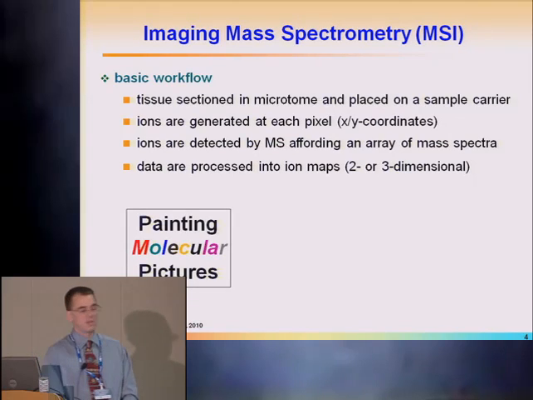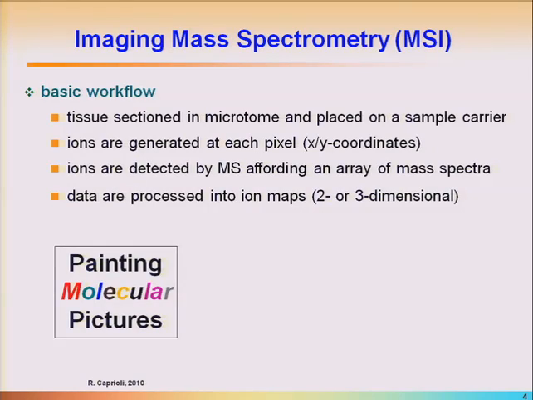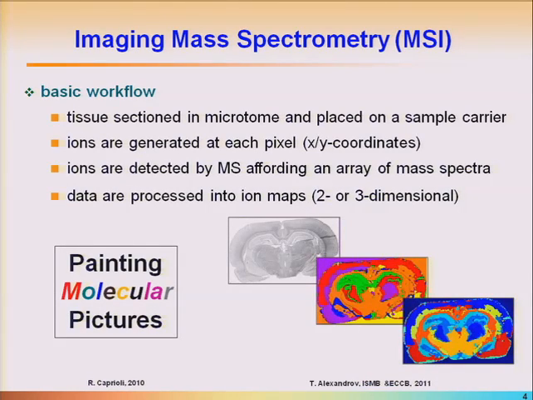And Professor Caprioli some time ago coined the phrase, we are painting molecular pictures, and I actually found this Andy Warhol-like display of a brain section by Alexandrov, where here you have the visual picture, but these are images made by mass spectrometry. And the different colors represent different ions detected in the brain. But we are beyond pretty pictures, so what does it actually mean? What are we detecting?